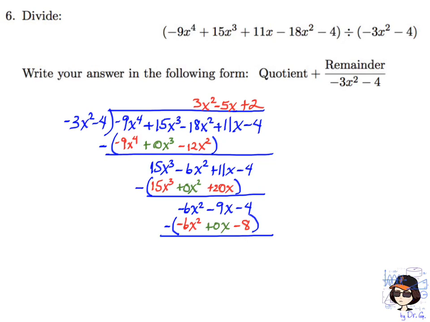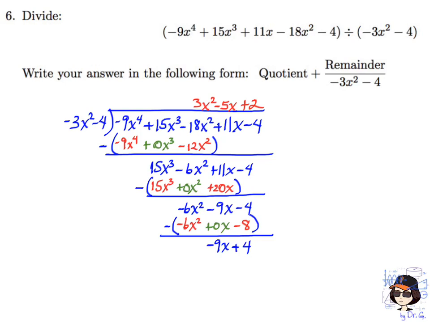And I'm just going to subtract the coefficients. So negative 6 minus negative 6 is nothing. So there's no x squared term. Negative 9 minus 0 is negative 9. Negative 4 minus negative 8 is negative 4 plus 8, which is positive 4.